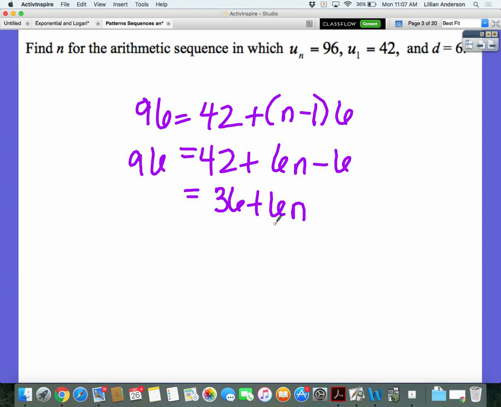Sometimes they may give you this instead. Like they may say, okay, U sub n is this, and then it says, what's the common difference? And they might give you this, and they ask you, what's the common difference? GCF, right? Huh? The GCF? No, not the GCF. It is whatever number's attached to your variable. This is your common difference.